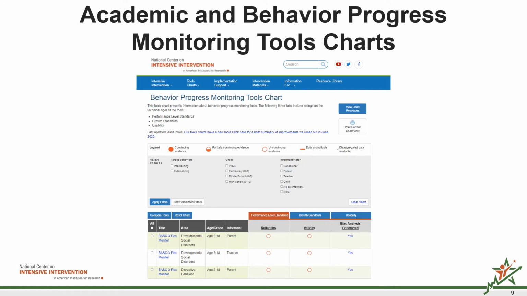Resource number 4. In number 4, we have the NCII Academic and Behavior Progress Monitoring Tools charts. These charts consist of evidence-based progress monitoring tools that can be used to assess students' academic performance or social, emotional, or behavioral performance, to quantify a student's rate of improvement or responsiveness to instruction, and to evaluate the effectiveness of instruction. The charts provide information on the reliability, validity, and potential bias of the measures, as well as information about sensitivity, decision rules, and availability of alternate forms for repeated measurement of progress over time.